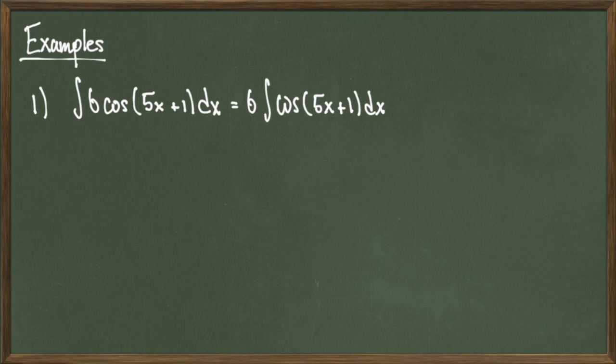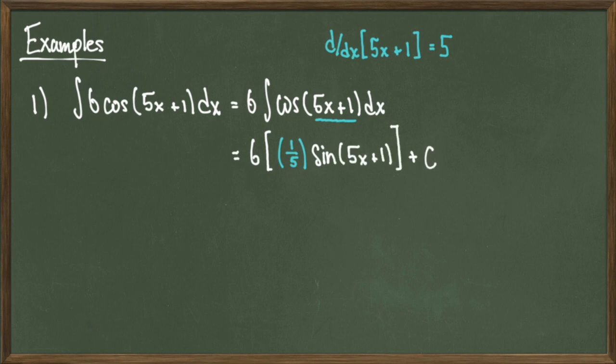Now what I'm going to do is have us think back to our days using the chain rule. If I was taking the derivative of a function that looks something like this, I would notice that the derivative of the inside quantity, 5x plus 1, comes out to 5. So if I am trying to find this antiderivative, I have to make up for this missing factor of 5. So since d dx of 5x plus 1 is equal to 5, then the integral of this quantity will equal 6 times 1/5 times sine of 5x plus 1.